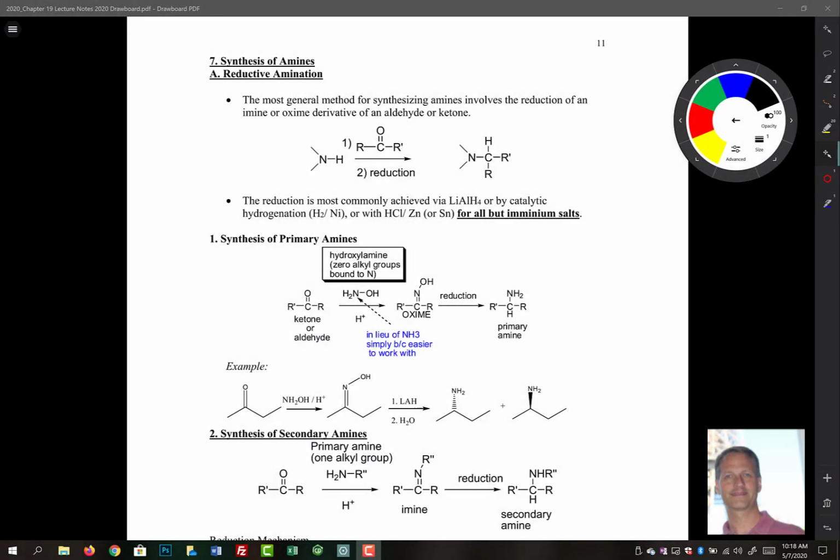This next section, we're going to talk about reductive amination. It's a way to synthesize amines. So the first reaction here involves an amine. So here we have an amine, we have an aldehyde or ketone, and also H plus present.